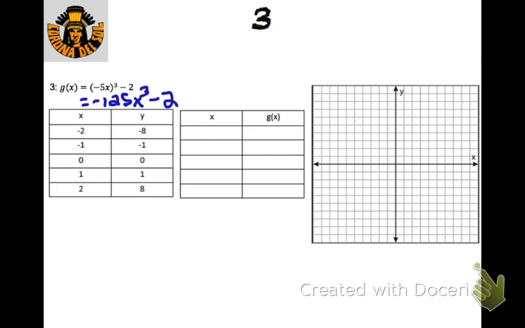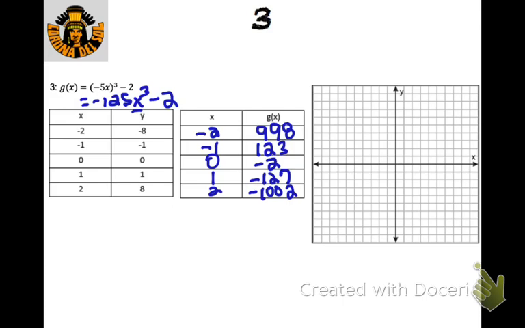And then you can tell there's nothing really inside the parentheses. So in that case, it's mainly a change to the y coordinates. So you could write the x coordinates the same, and then you can multiply each of the y coordinates by negative 125, and then subtract 2. So we have some pretty big y coordinates. So this first one would be 998, then 123, then negative 2, negative 127, and negative 1002. Okay, so that's one way to do it.